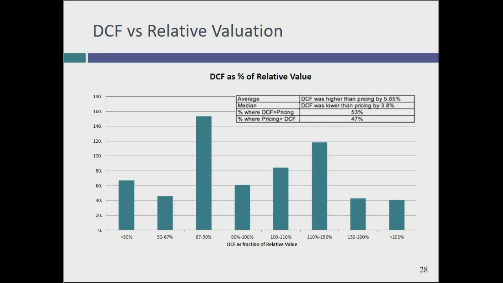If markets consistently start overpricing sectors and you keep picking companies in those sectors, the pricing can be much higher than the DCF for a lot of companies in your group, simply because of the kinds of companies you pick. So I just keep track of that just to see how the market's doing. For 53% of companies, the DCF value was actually higher than the pricing, and for 47%, the pricing was higher than the DCF.